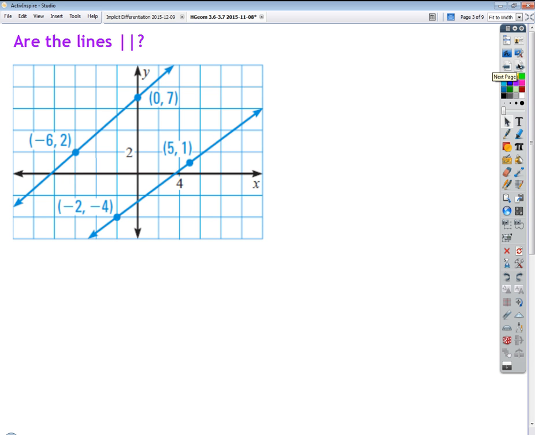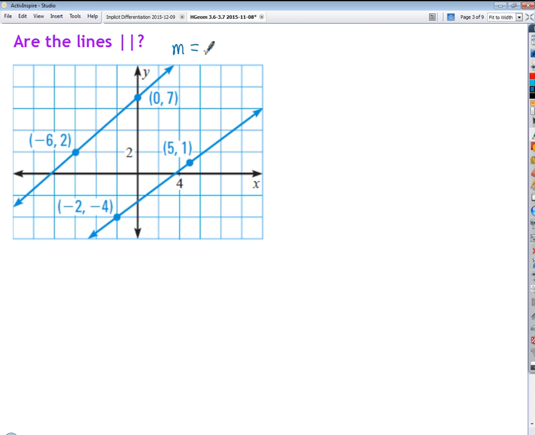Okay, so now quickly on your notes there, just scratch this out. Tell me real quick, are the lines parallel? How would you check? Maybe you don't even need to write it down. What's going to be the slope of the top line? 1. So what minus what over what minus what? 7 minus 2 over 0 plus 6. Over 0 minus negative, which is plus. 7 minus 1. So 5, 6?